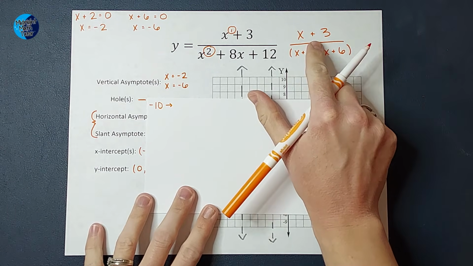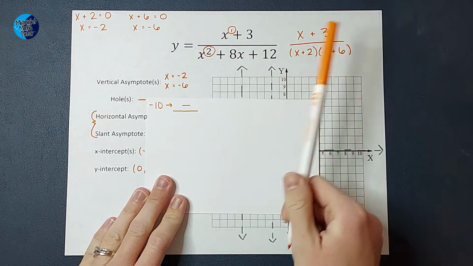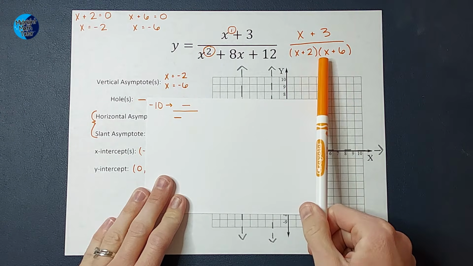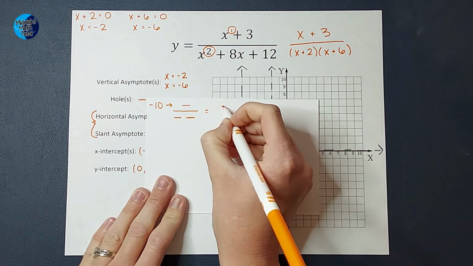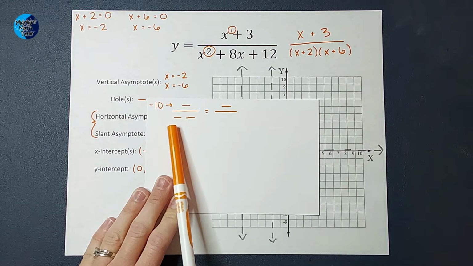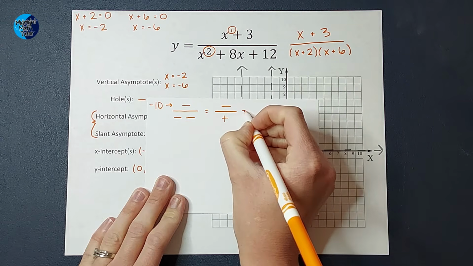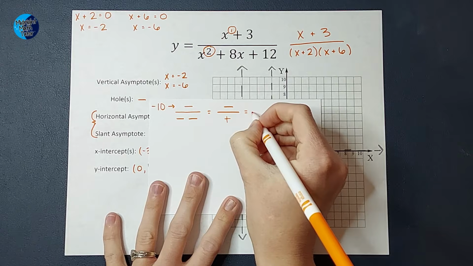So -10 plus 3 would give me a negative, right? Over -10 plus 2 would give me a negative. -10 plus 6 would also give me a negative. So I have a negative on top. A negative times a negative on bottom would give me a positive. And then a negative divided by a positive gives me a negative, right?